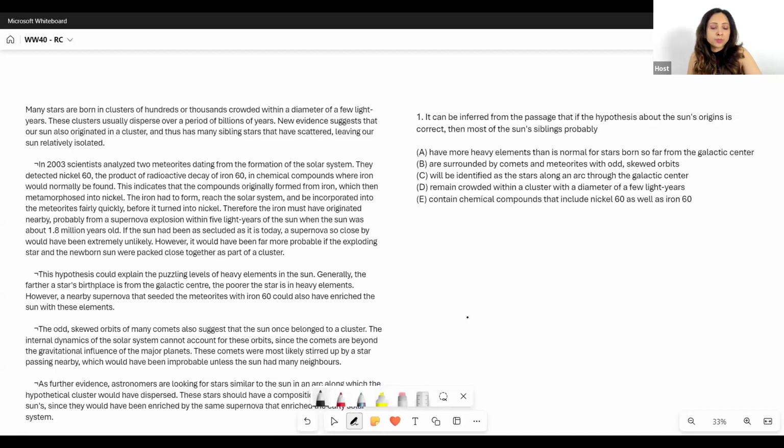It can be inferred from the passage that if the hypothesis about the sun's origin is correct, then most of the sun's siblings probably... And just in case you cannot see a little bit of that, it says that if the hypothesis about the sun's origins is correct, then most of the sun's siblings probably.